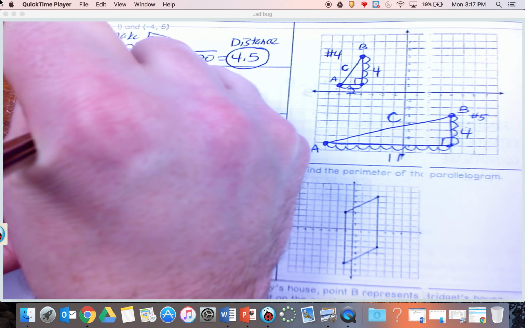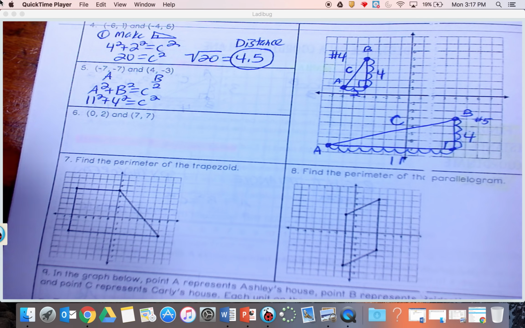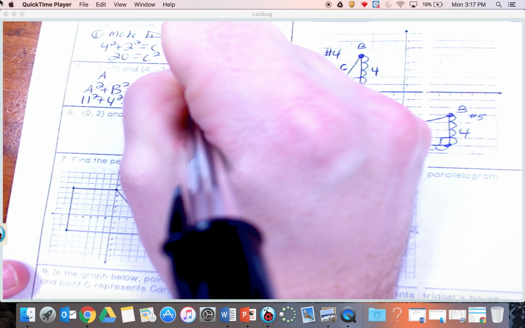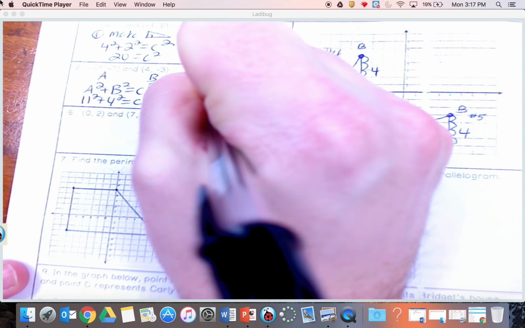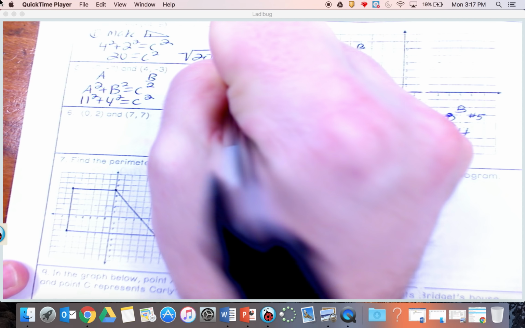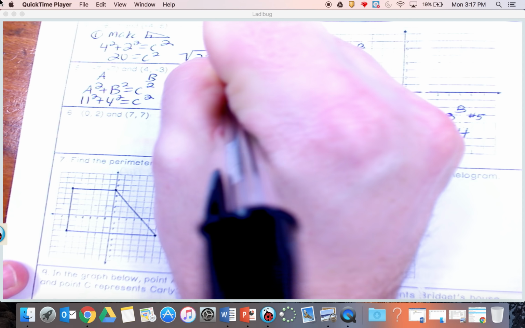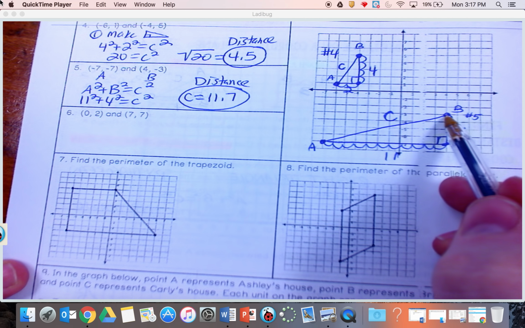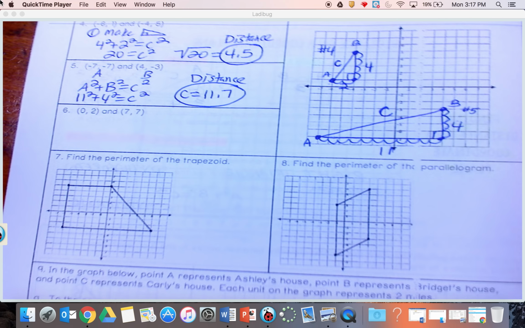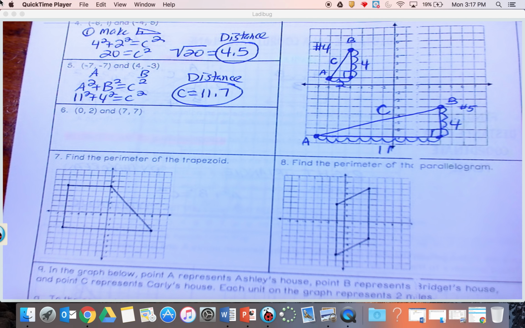Solving for C, real quick, I'm going to end up getting 11 squared, which is 121, plus 16. Then take the square root of that. After I add them together and take the square root, my distance is 11.7. That's my distance between A and B. So between A and B, it's 11.7 units. All right, that's number 5.